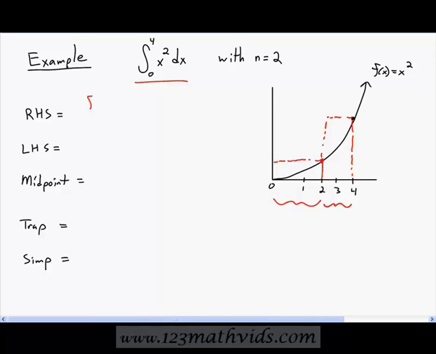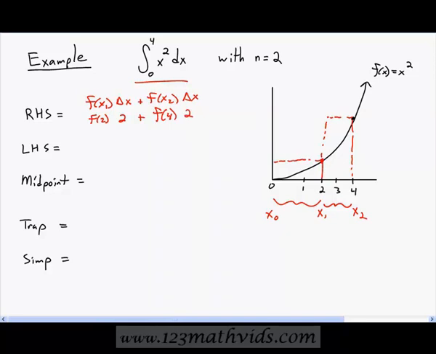So it's going to look like f of x1 delta x plus f of x2 delta x. In this case, f of x1 is going to be 2, so this is f of 2, and the width is going to be 2. And f of x2, so let me label those x sub 0, x sub 1, x sub 2. F of x2 is just f of 4, and once again that width is 2.